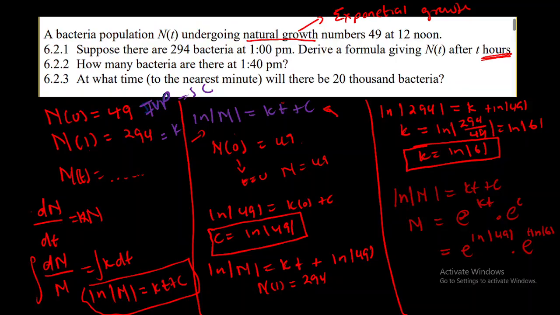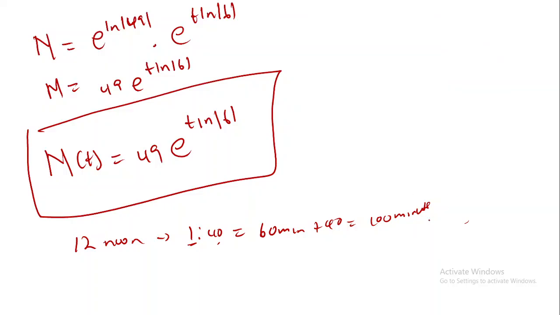But remember, we are dealing with hours. So we're going to divide that 100 by 60 in order to get hours. If we divide 100 by 60, we're going to get 5 over 3 hours. I'm avoiding writing the decimals, 1.66, to avoid making mistakes, so I'm going to work with fractions. So you're going to have 5 over 3 hours.